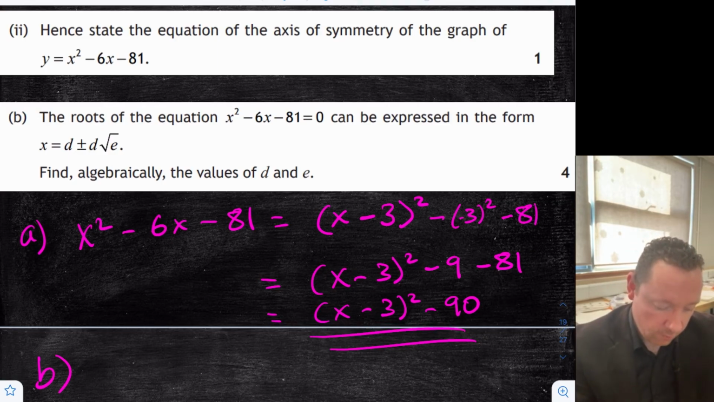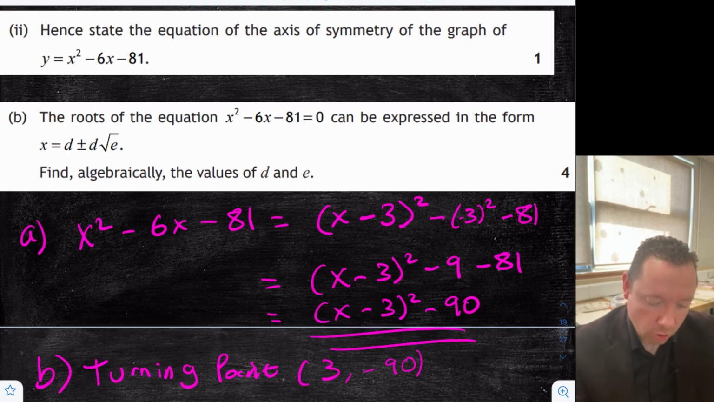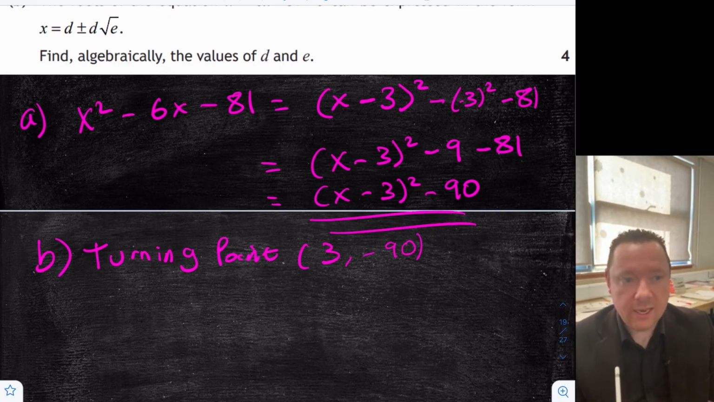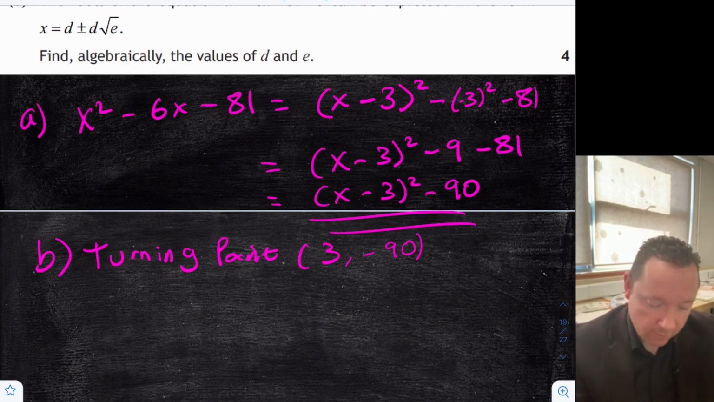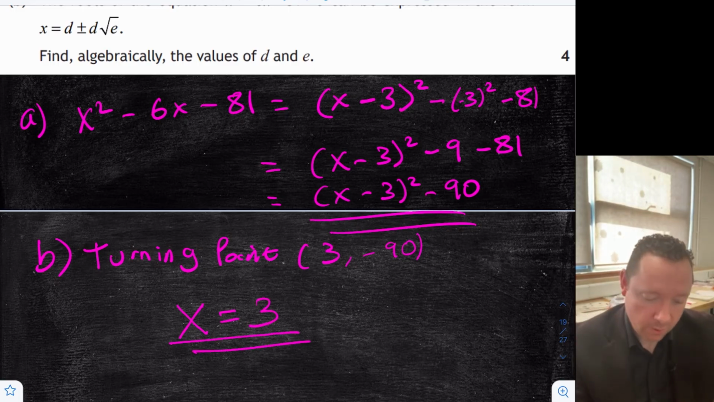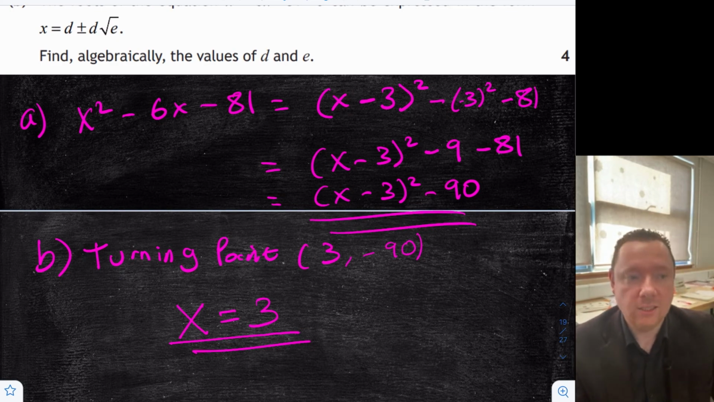I'll just write that down. My turning point, which we may ask you in some questions, is 3, minus 90. When you draw a quadratic, it is symmetrical at the turning point. So when they ask you for the axis of symmetry, we're just asking you for x equals 3, because it's a vertical line, so x equals the number. Where does this 3 come from? The turning point. So that's all we're asking you there.